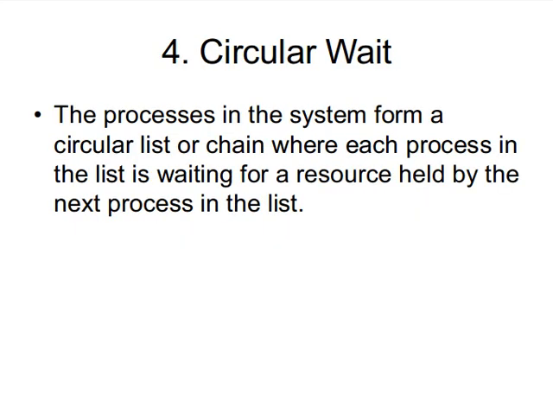Now come to the circular wait condition. This is the last condition. The processes in the system form a circular list or chain where each process in the list is waiting for a resource held by the next process in the list. These four conditions lead to deadlock.